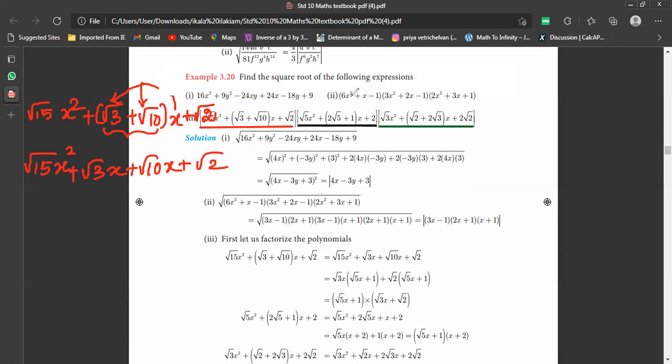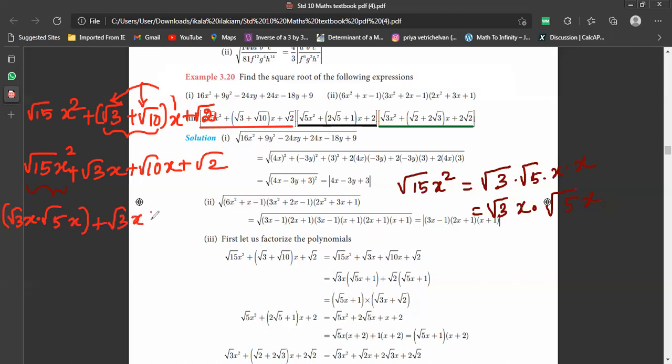Okay. So now I'm going to rewrite the very first term, which is √15x², as √15x² into √3 into √5. Root 15 can be expressed as root 3 into root 5, and x² can be written as x into x. Let's shuffle this, multiplication is commutative. So you can write it as √3x into √5x. Can you follow? Yeah. Okay. So now I'm going to rewrite this √15x² as √3x into √5x and write the remaining as it is.